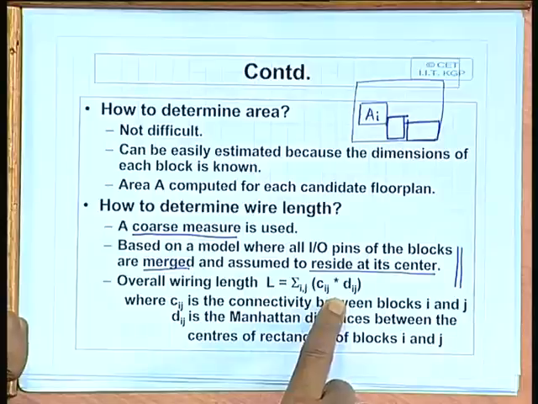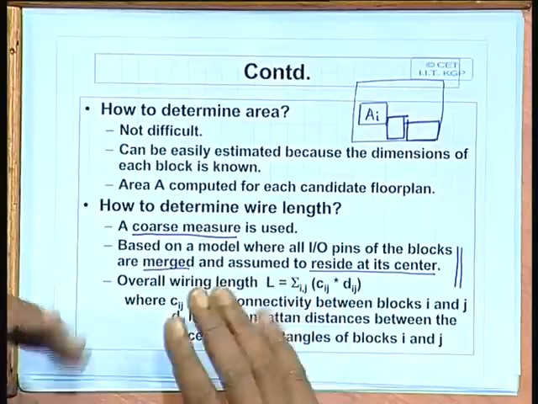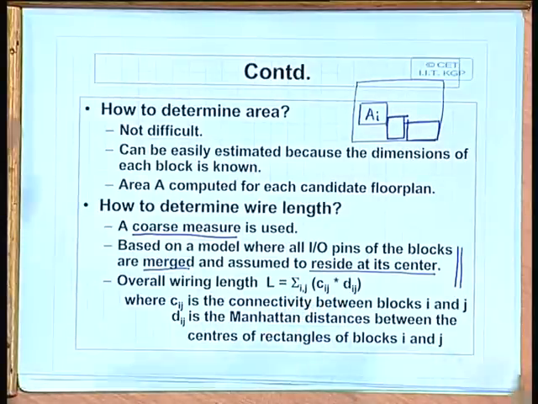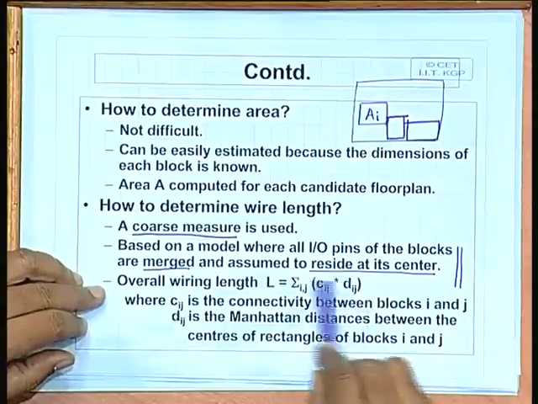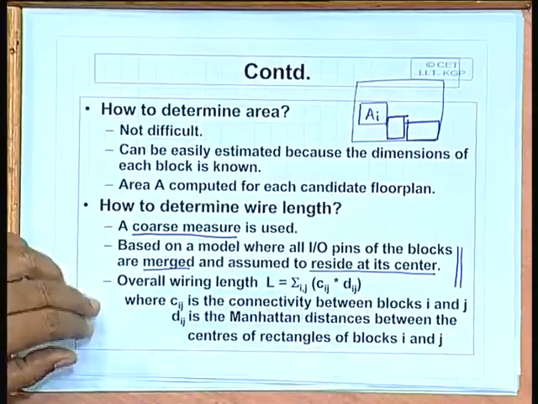Yes. For all pairs of blocks we do this, because i and j refer to 2 different blocks, Bi and Bj. So, if there are n blocks, there will be n into n minus 1 such pairs, n into n minus 1 by 2 in fact. So, here we estimate this for every pair of blocks, and then you find the sum total.